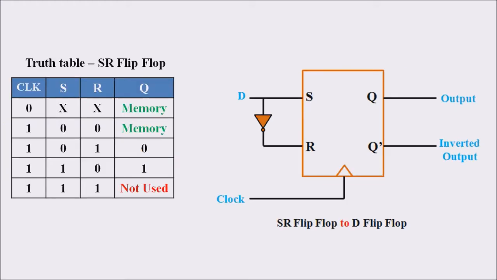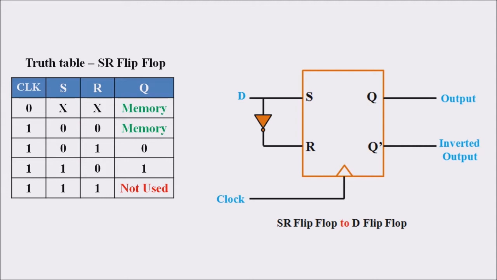Now let us analyze what will happen if the D value is 0 as well as if the D value is 1. If we provide a D value of 0, then automatically the S value will become 0 as well as the R value will become 1. And if the D value is 1, then the S value will be 1 and the R value will be 0. The conditions of the SR flip-flop, 0-1 as well as 1-0, can be implemented by this simple input value.